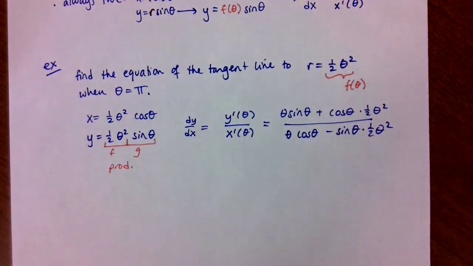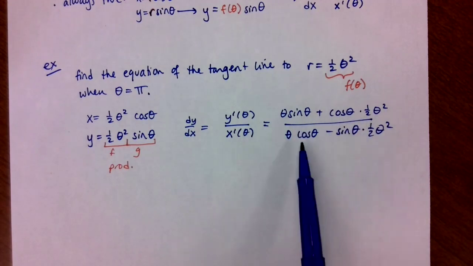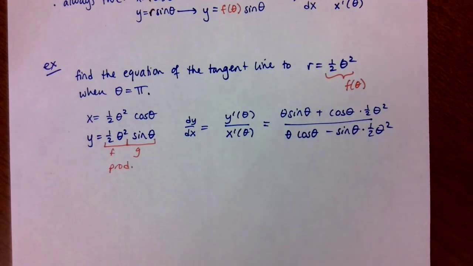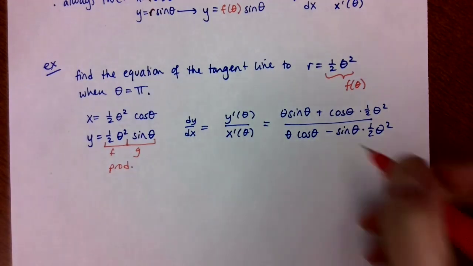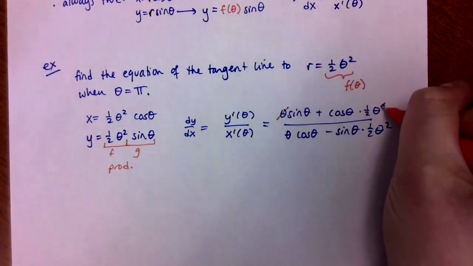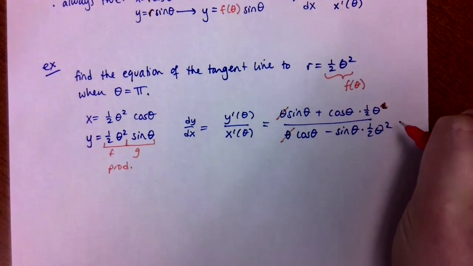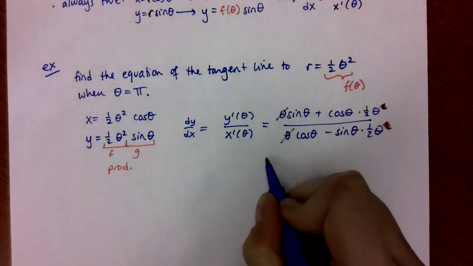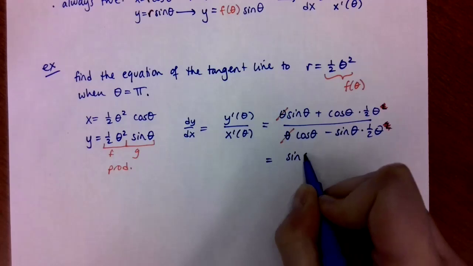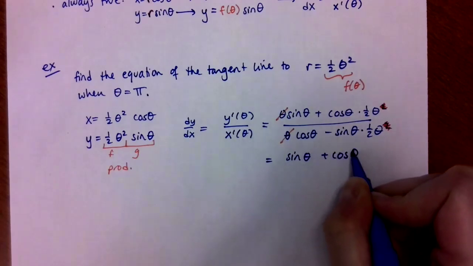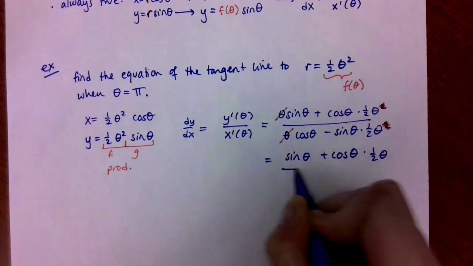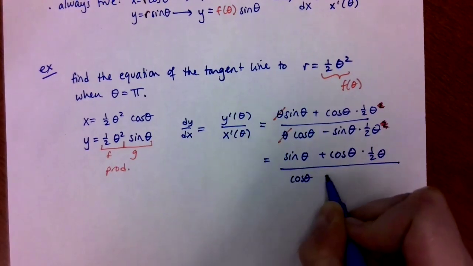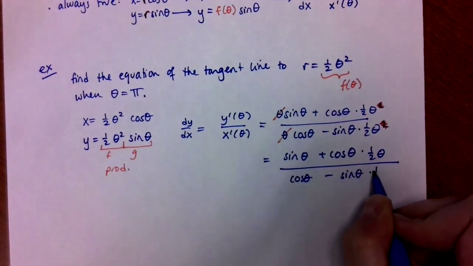All right. There's not a ton of simplifying we could do. We could cancel a theta from all four of these terms if we'd like, just to make this a little bit simpler. So this guy's gone, one of those is gone. This guy's gone, one of those is gone. And so our simplified dy/dx formula is sine theta plus cosine theta times 1/2 theta over cosine theta minus sine theta times 1/2 theta.